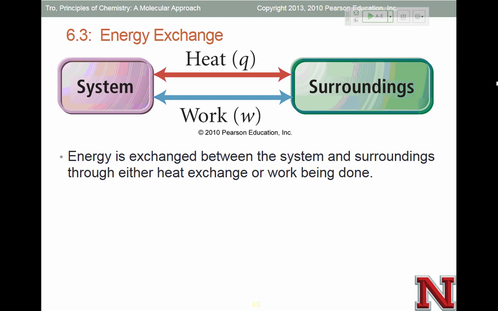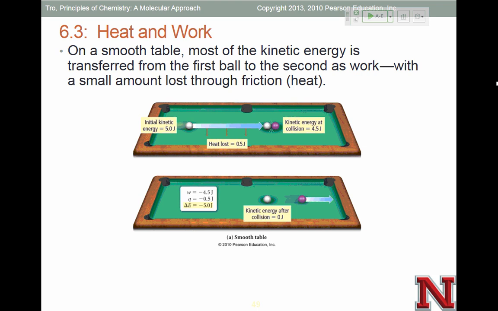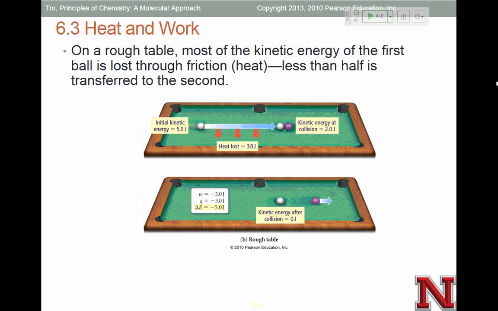Energy is always going to be exchanged between system and surroundings. We just looked at that. Through either heat exchange or work being done. So on a smooth table, most kinetic energy is transferred from the first ball to the second ball as work, with a small amount lost through friction, meaning heat. On a rough table, however, there's going to be a lot more friction from the ball with the rough table. So most of the kinetic energy is lost through friction, heat, and less is transferred to the second.